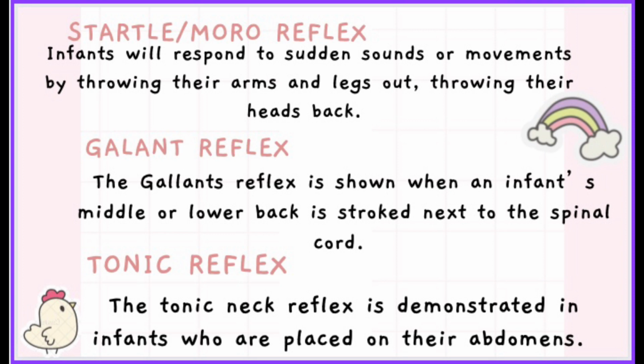Now, the Galant reflex. The Galant reflex is shown when an infant's middle or lower back is stroked next to the spinal cord. The baby will respond by curving his or her body towards the side that is being stroked. Lastly, we have the tonic neck reflex. It is demonstrated in infants who are placed on their abdomens. Whichever side the child's head is facing, the limbs on that side will straighten, while the opposite limbs will curl.